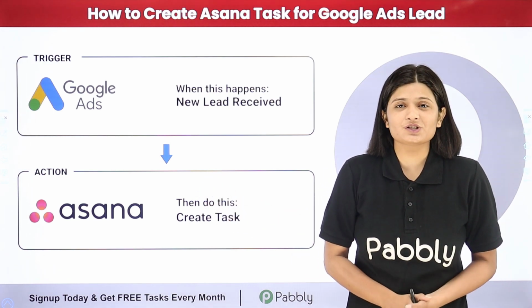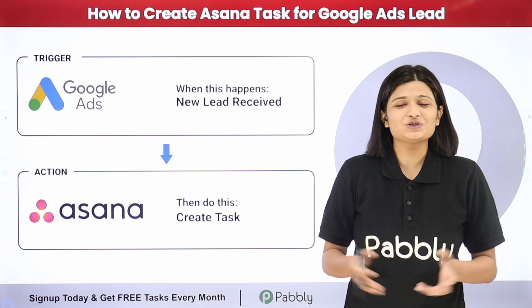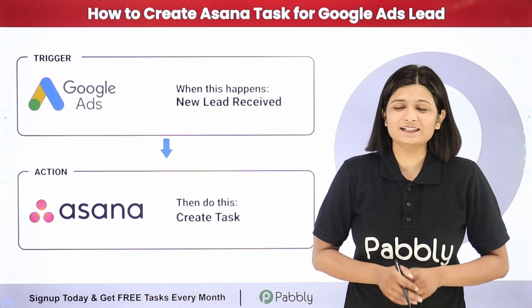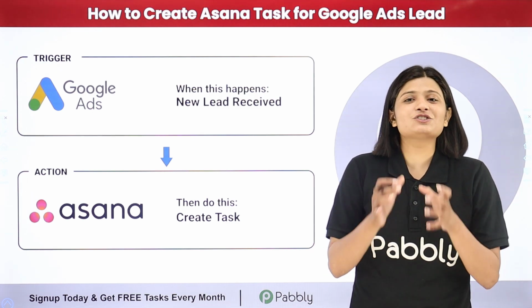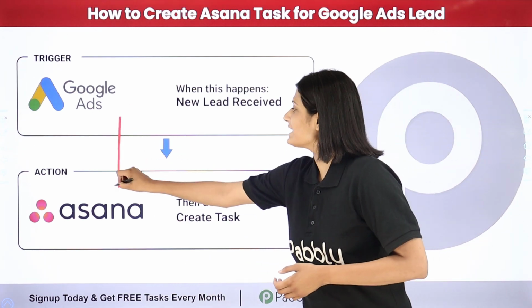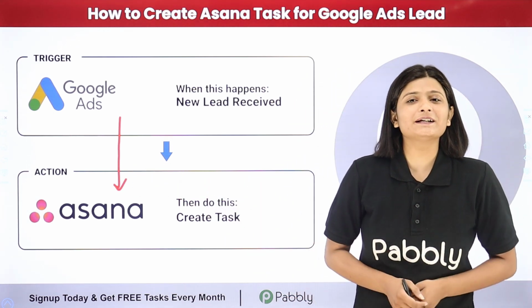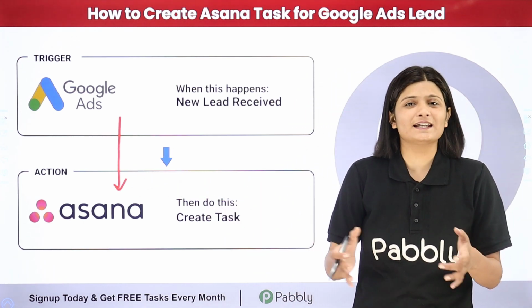To do this automation, I'm going to use Pabbly Connect. Pabbly Connect is an amazing automation and integration software which requires no coding or programming skills. Here I just need to build a connection between Google Ads and Asana. Pabbly Connect runs on two principles, which are trigger and action.